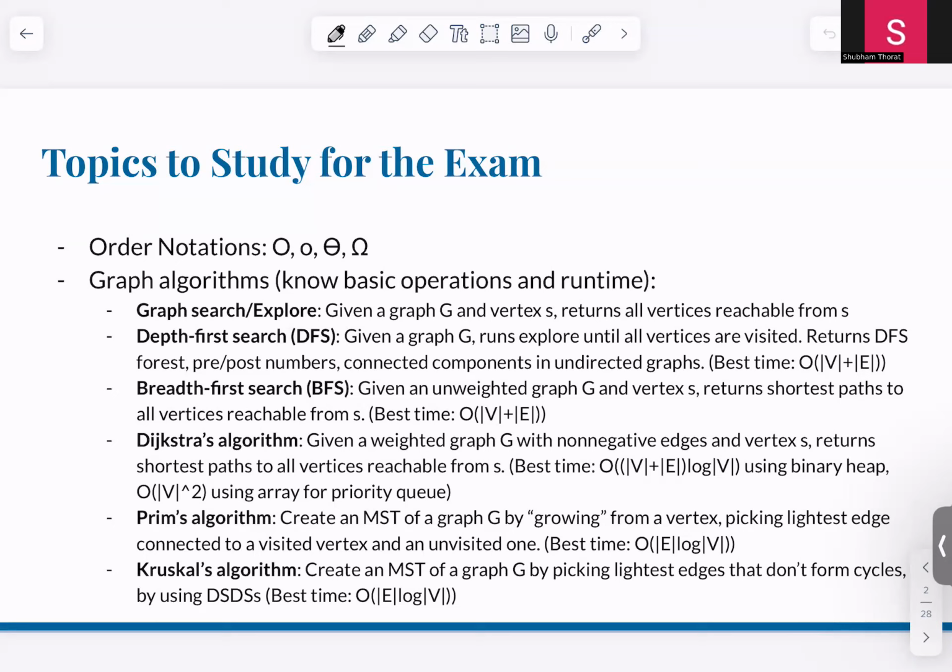Okay. So the first thing that we have to keep in mind for the exam is the order notations, that is big O, small o, theta, and omega. So go over the lecture notes once again, go over your homeworks, and make sure you understand these terms clearly. You might see some questions regarding these in MCQs or true and false.